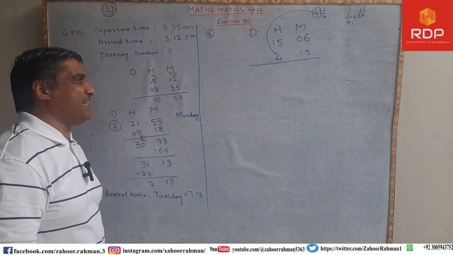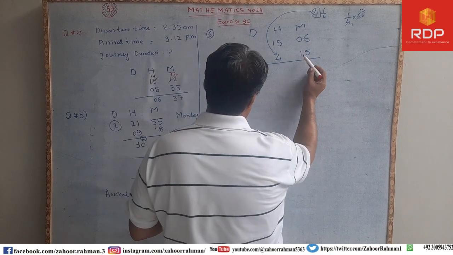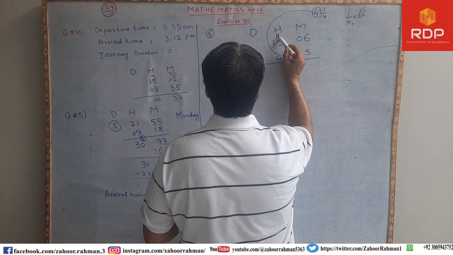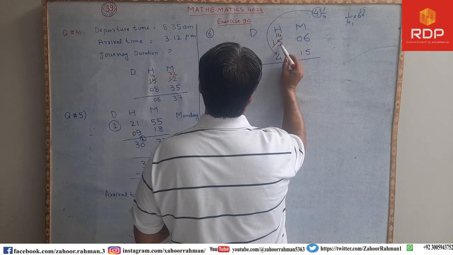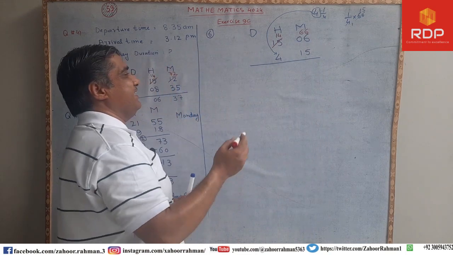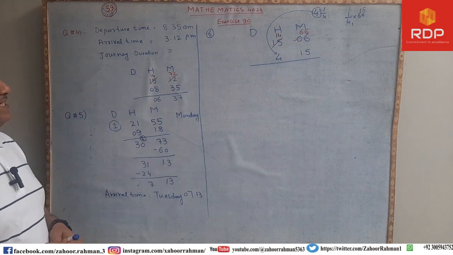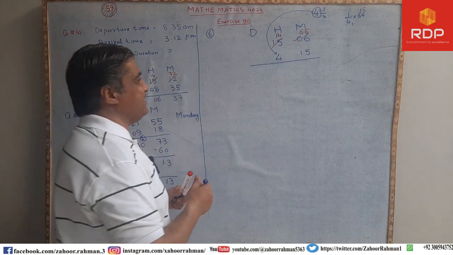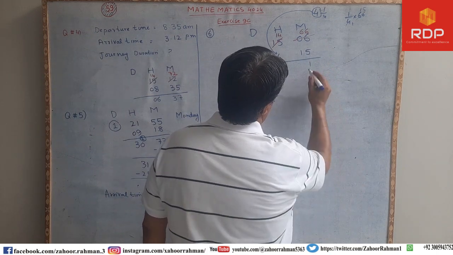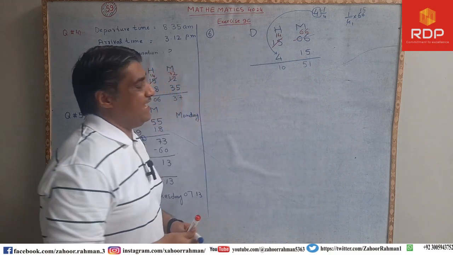We will subtract it. First, because 15 cannot be subtracted from 6, we have to give one carry. It will remain 14 and that will become 66. Now 6 is removed. The new minutes will be 66, and when we subtract 15 from 66, that is 51 and that will be the 10.